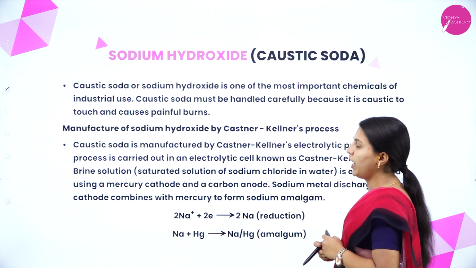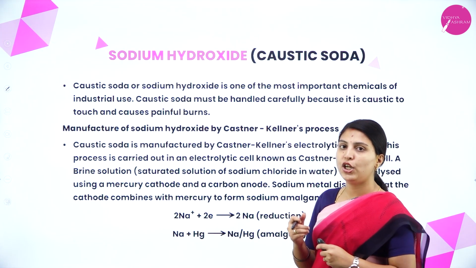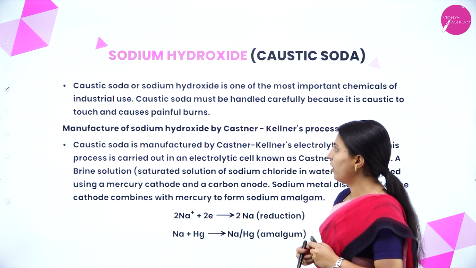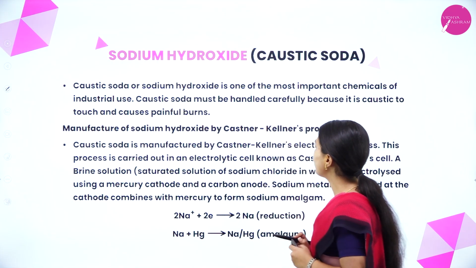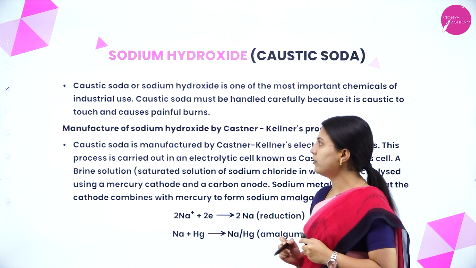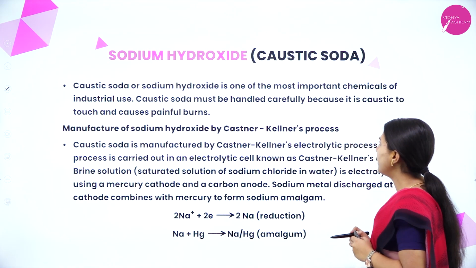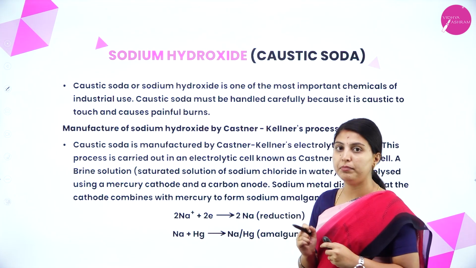Next, sodium hydroxide, which is called caustic soda, and it is a strong base. We know that. How it is prepared, we'll see. Caustic soda or sodium hydroxide is one of the most important chemicals of industrial use. Caustic soda must be handled carefully because it is caustic to touch and causes painful burns.